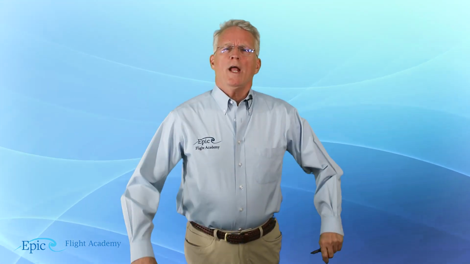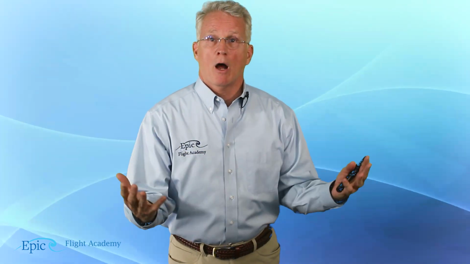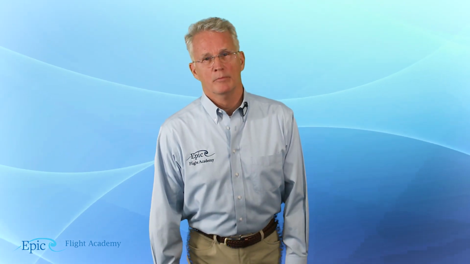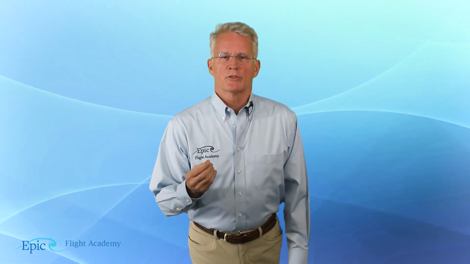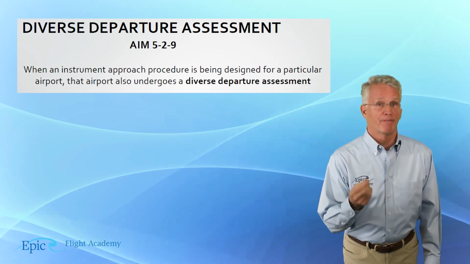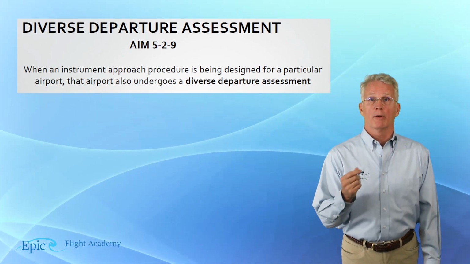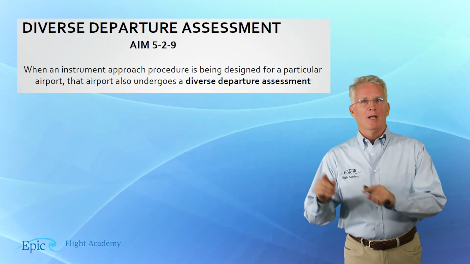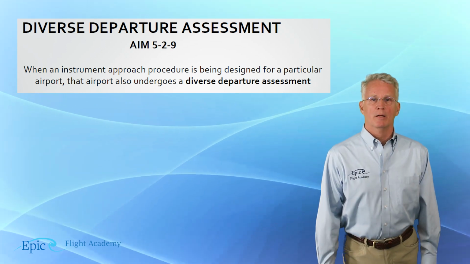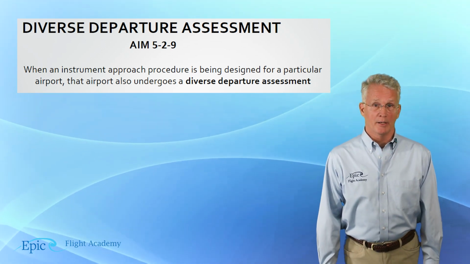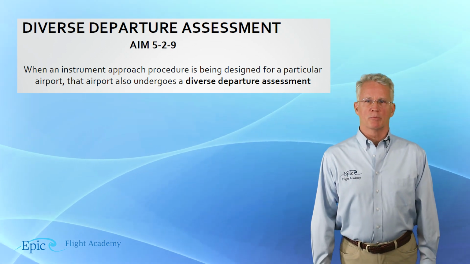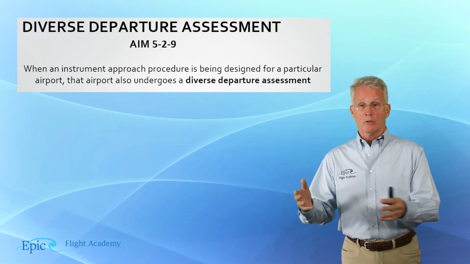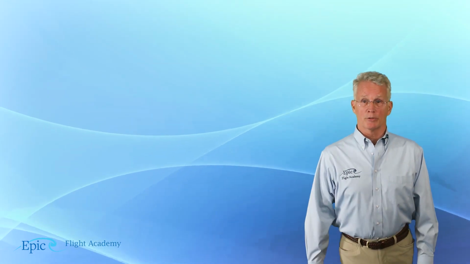So when departure procedures are in place, where did they come from? How did they come about? Well, the answer to this question lies in the AIM Chapter 5, Section 2, Paragraph 9. We want to talk briefly about diverse departure assessment in the AIM 5-2-9. When an instrument approach is being designed for a particular airport, that airport undergoes this diverse departure assessment.